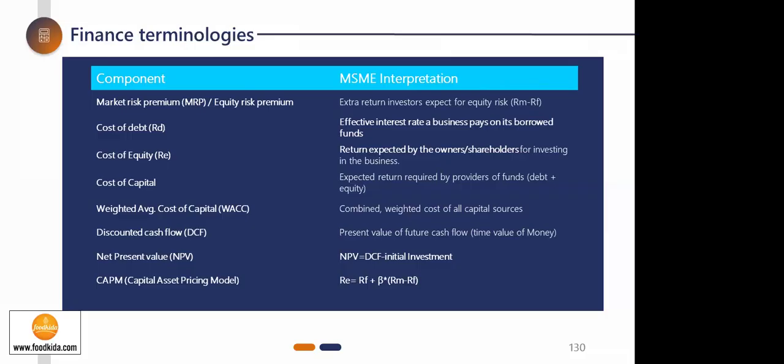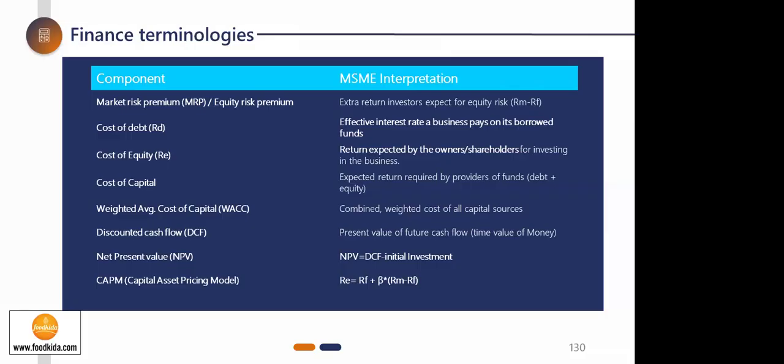Now coming to cost of debt. What is cost of debt? If it is simple, the interest levied on the loan given by the bank. Okay? For MSME, it is, I think, 12%. Correct me if I'm wrong. We will use those values during our calculation.